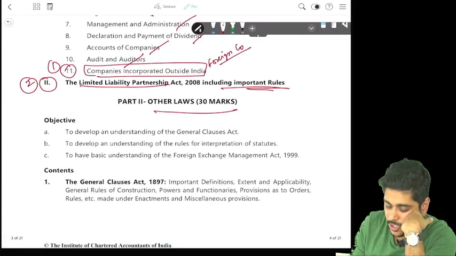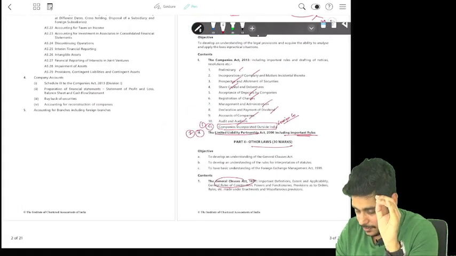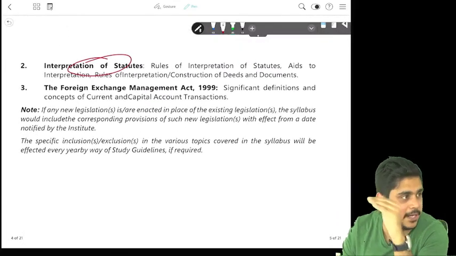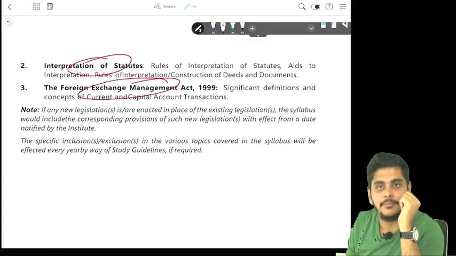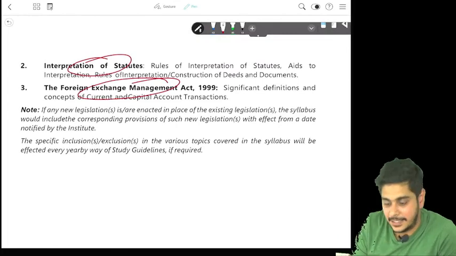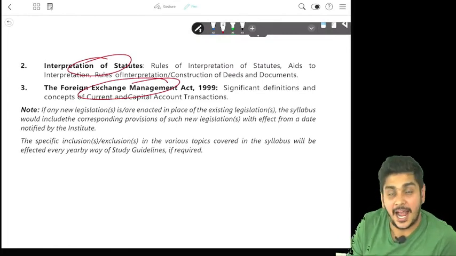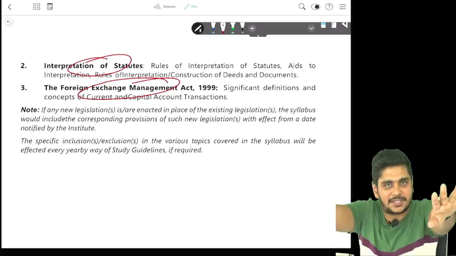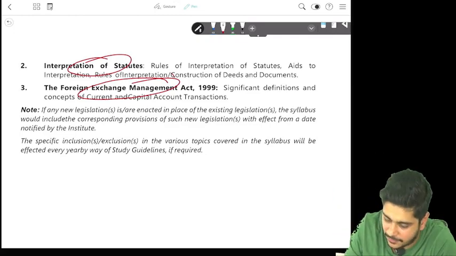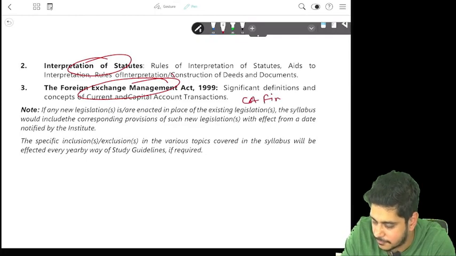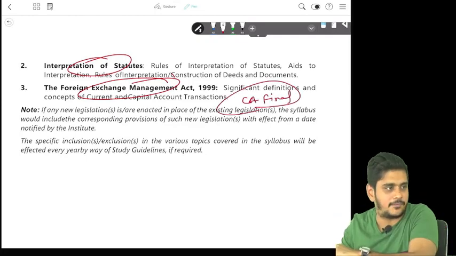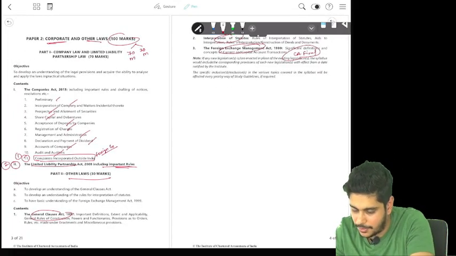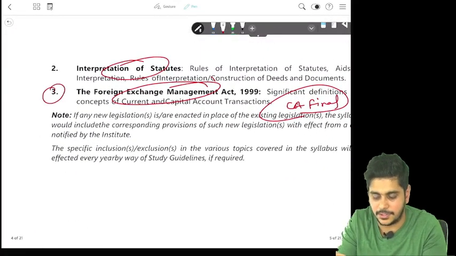Now in other laws, General Clauses Act remains same. Number 2, interpretation of statutes remains same. Number 3, FEMA. What they have done, they have deleted your Indian Contract Act and Negotiable Instruments Act. So these two chapters are deleted. Contract Act is deleted, Negotiable Instruments is deleted, and they have added FEMA, again from CA Final. So from Final they have moved it to Inter. So how many chapters added? Only 3 chapters added.